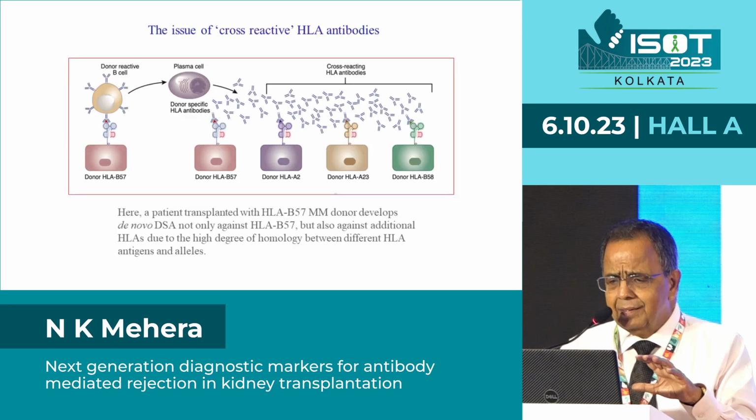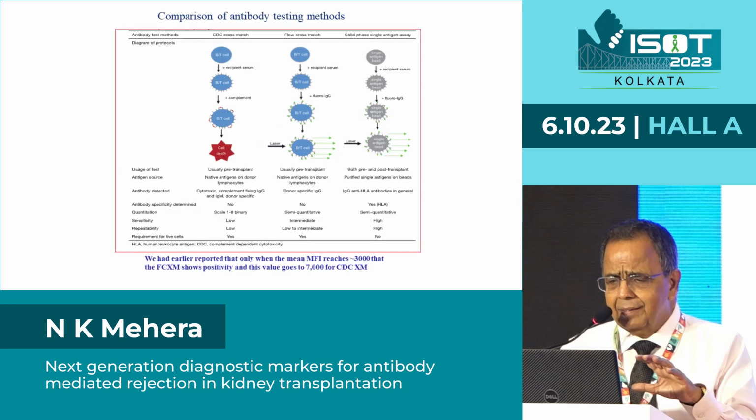And then there's the issue of cross-reactive HLA antibodies. Here, a patient transplanted with an HLA-B57 mismatched donor developed de novo antibodies not only against B57, but other alleles like A2, A23, and B58. This is because of the cross-reactivity between all of these antigens.